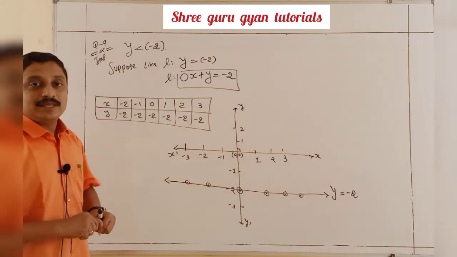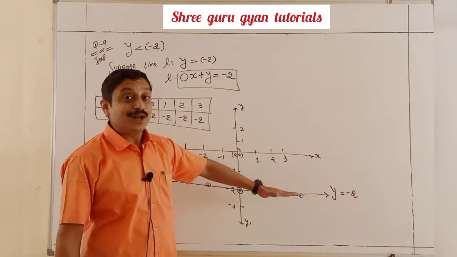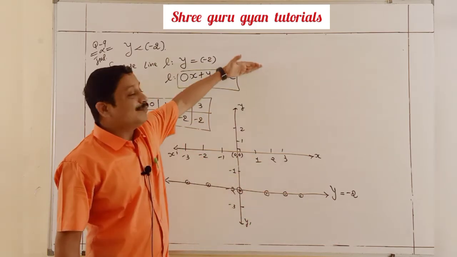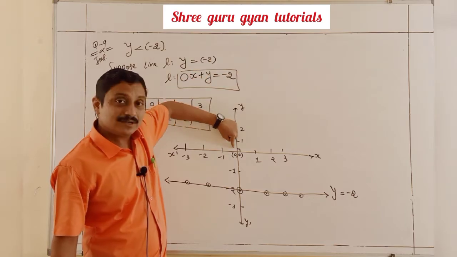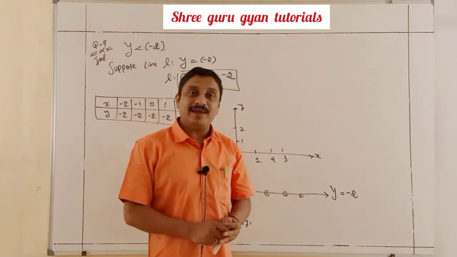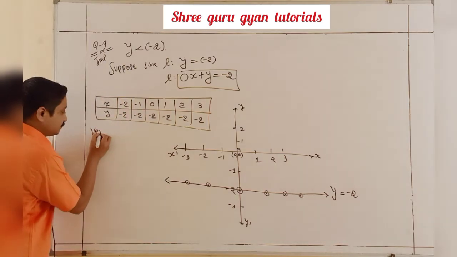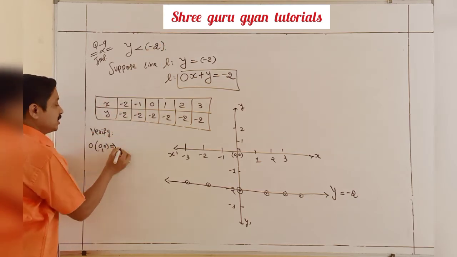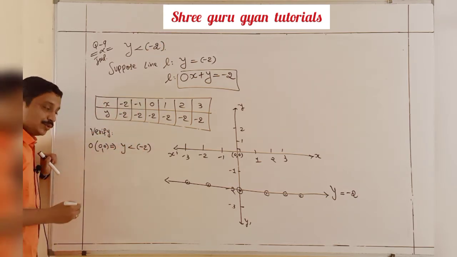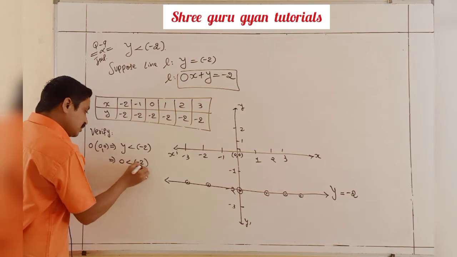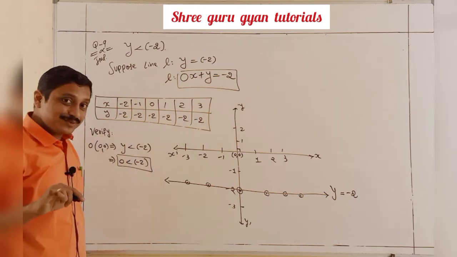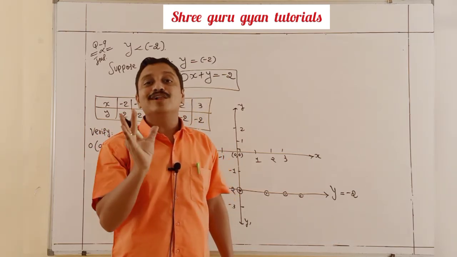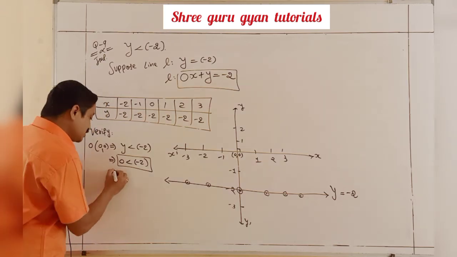Now, is this line vertical or horizontal? There are two shadings, downwards or upwards. I check the origin (0, 0) and then make the decision. So students, here verification: first of all, checking the origin, putting it in the inequality y less than minus 2. So y is 0. Check: is 0 less than minus 2? No, 0 is more than minus 2. It means this statement is false. So I just write 0 less than minus 2, it is false.